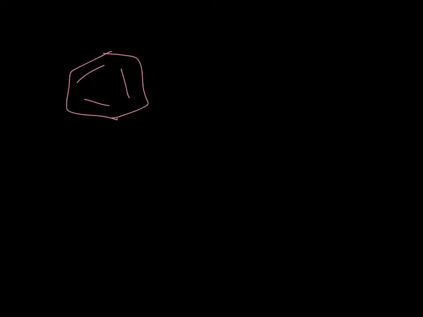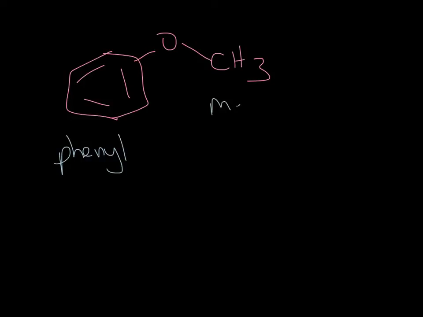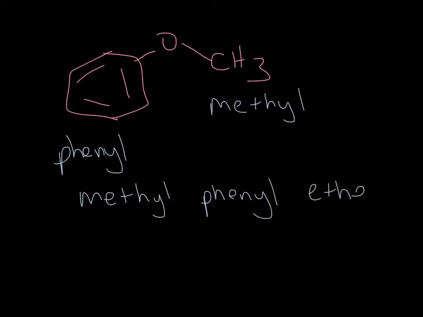Another example would be this guy. So we have a phenyl group on one side. Recall that just the aromatic ring coming off is a phenyl group. And then we have a methyl group on this side. So the common name would be methyl phenyl ether. So you put the two different groups in alphabetical order, and then the word ether, so methyl phenyl ether, because M comes before P.